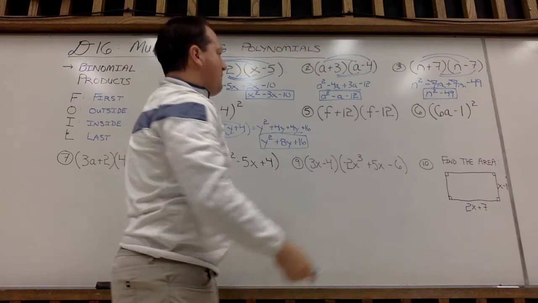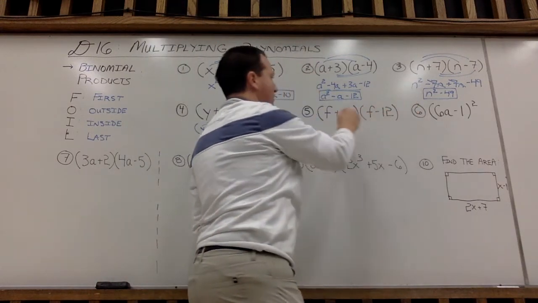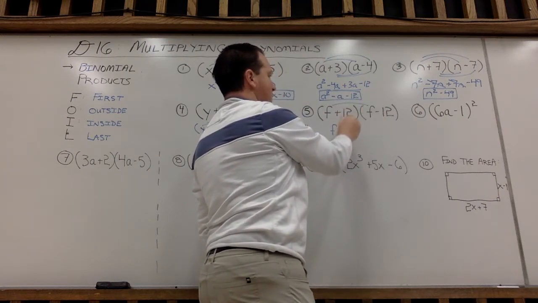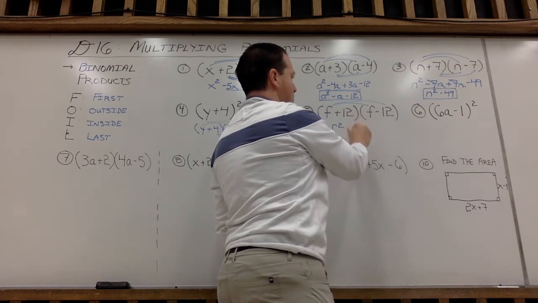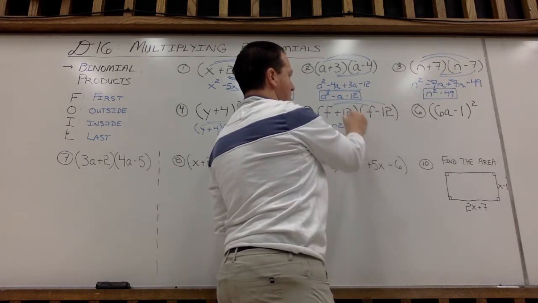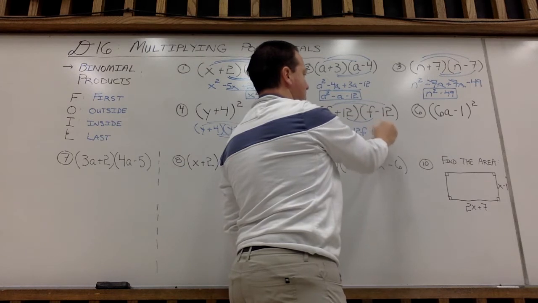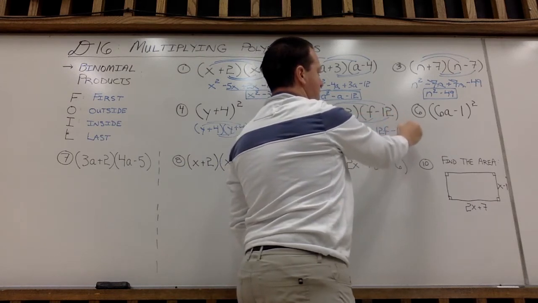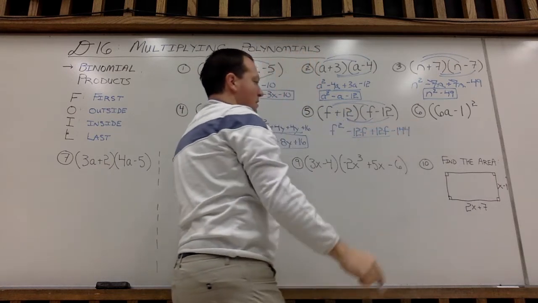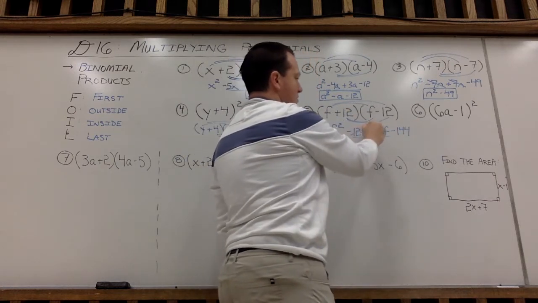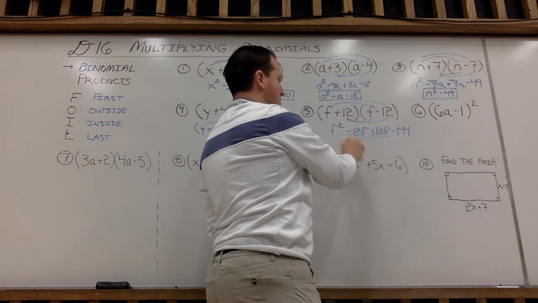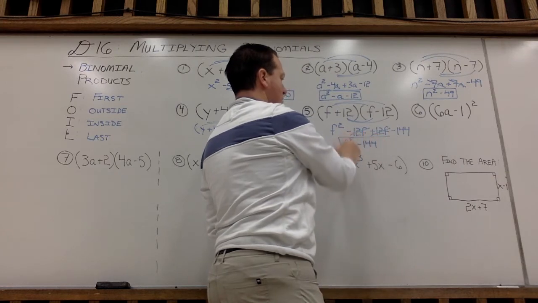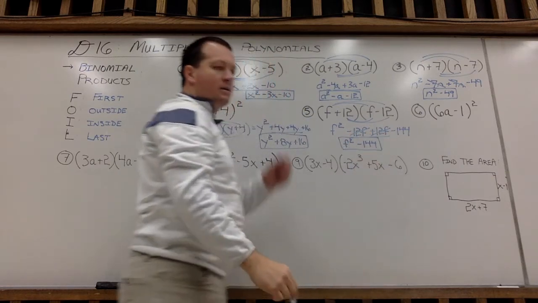All right, look out. Example 5 is another one similar to 3 with the sum and difference. F times f, f squared, minus 12f. 12 times f, positive 12f. And then 12 times negative 12 is negative 144. Notice here the f's, the sum and difference, make 0. So I'm left with f squared minus a buck 44 as my simplified term.